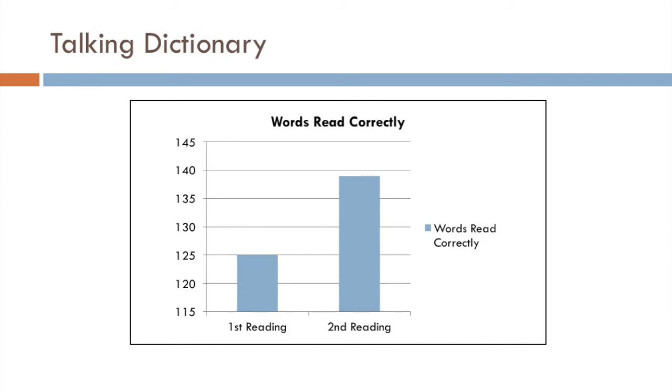Begin each session of Talking Dictionary at the same place in the text where the reader left off in the second reading. One book may be used for Talking Dictionary for several practice sessions until the book is completed. Only use the book for Talking Dictionary and not comprehension practice.